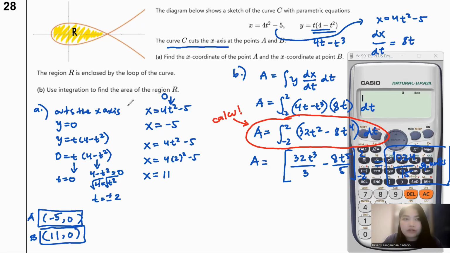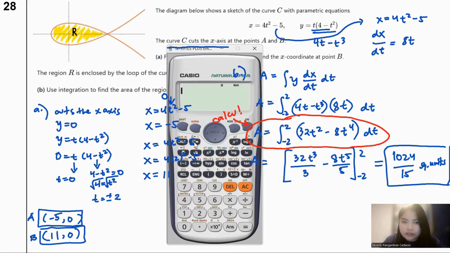Okay. What are you going to do? Just use the integral function. And then I'm going to put my limits, which is once again, +2 then -2. And then what you're going to do is put the 32, and of course, you don't have t, but I'm going to use the alpha x, the red x here, x squared, and then minus 8 alpha t raised to 4. And let's see if we have the same answer. Yes, it's 1024 divided by 15.